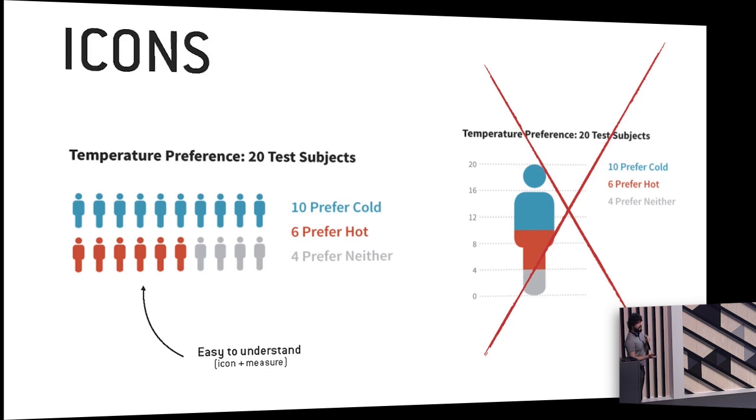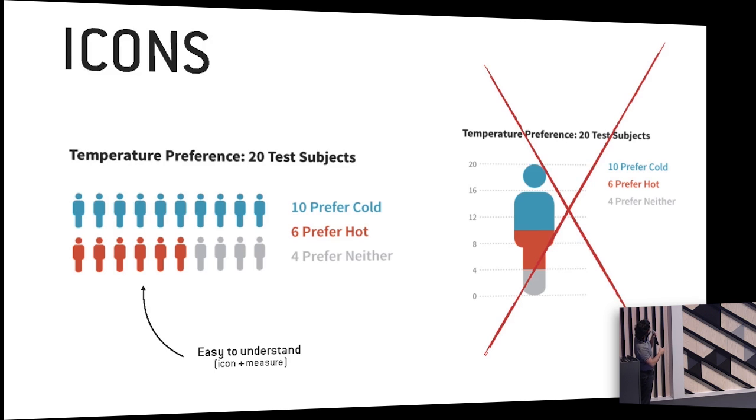The same happens with the icons. We must use icons that are a visual metaphor for what we want to say. For example, if we want to say a person or test subjects, we must use an icon of a person. We can use, I don't know, an icon of a dog, but that doesn't make sense. This is very easy to understand, and it must be measured.